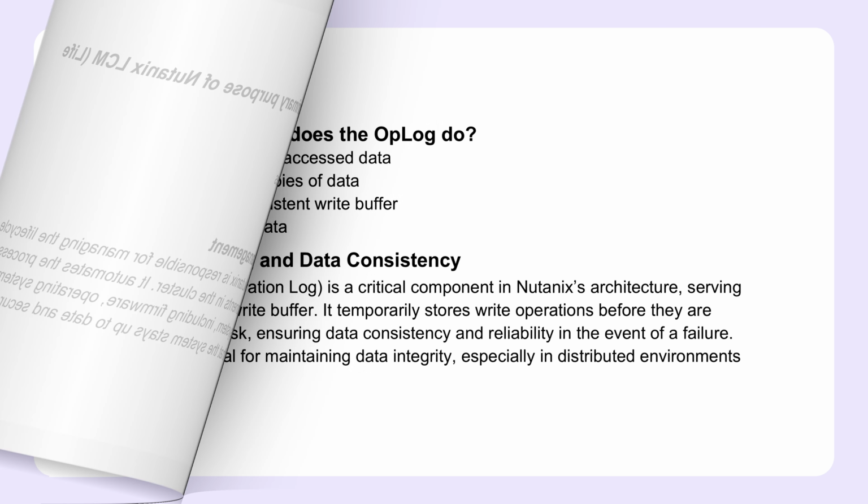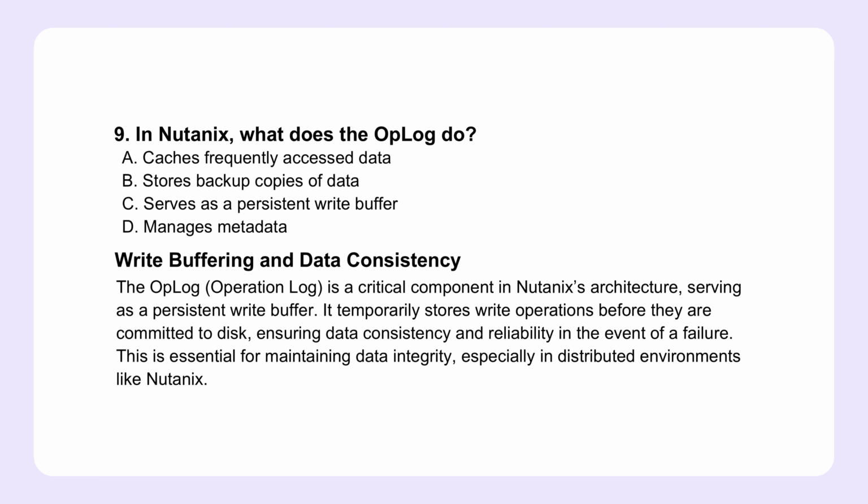Consistency and security. Okay, let's get a bit more technical now. How data actually gets written. Down into the nitty-gritty of the write path. Question 9. In Nutanix, what does the OpLog do? Options are A, caches frequently accessed data, B, stores backup copies of data, C, serves as a persistent write buffer, D, manages metadata. Okay, the OpLog, its role is C. It serves as a persistent write buffer. OpLog, operation log, a persistent write buffer.